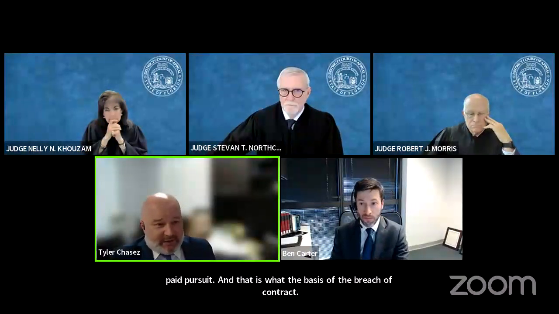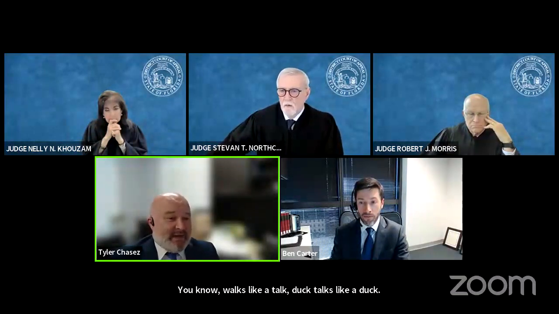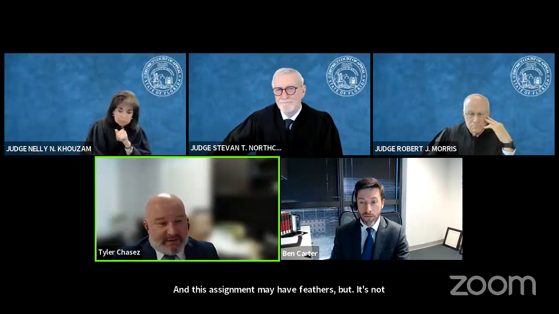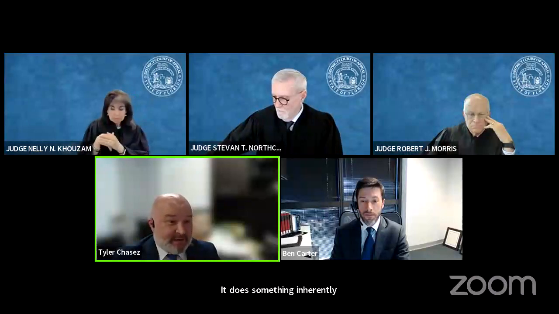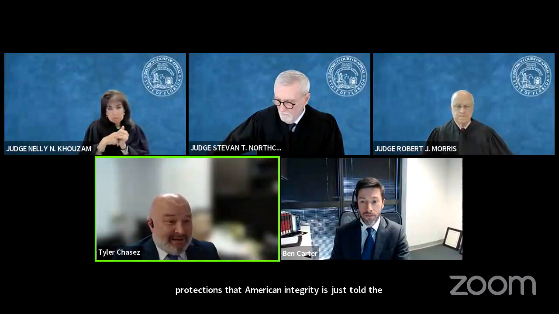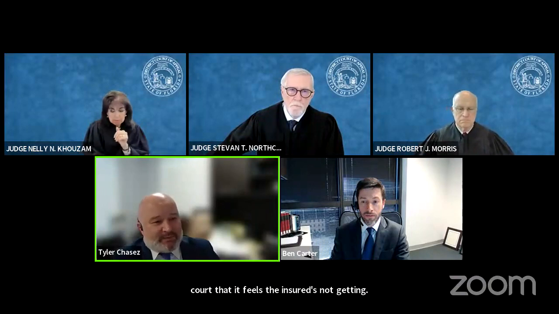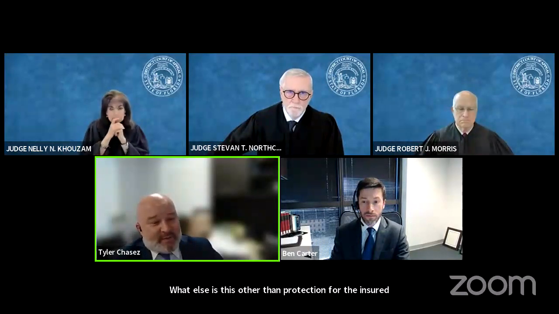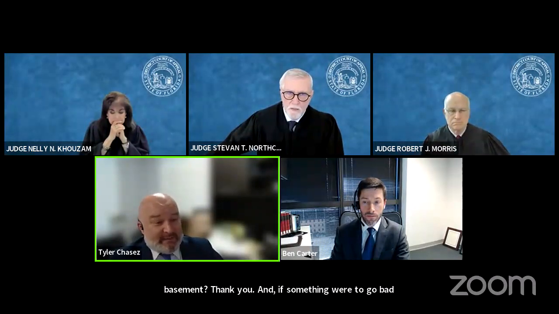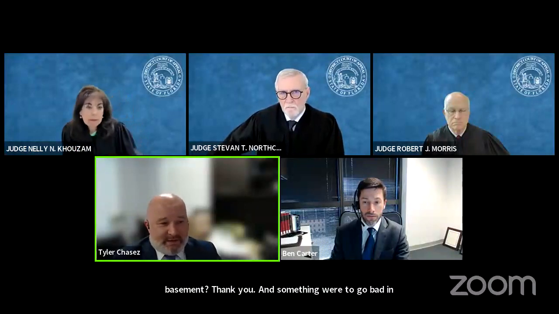Walks like a duck, talks like a duck. If it's got feathers, it doesn't mean it's a duck. And this assignment may have feathers, but it's not walking like a duck or talking like one. It does something inherently different. And for the protections that American Integrity has just told the court that it feels the insured's not getting, what else is this other than protection for the insured based upon providing that statement from American Integrity coming after them if something were to go bad in the claim, and providing them the financial security and peace of mind that is present here in this assignment.